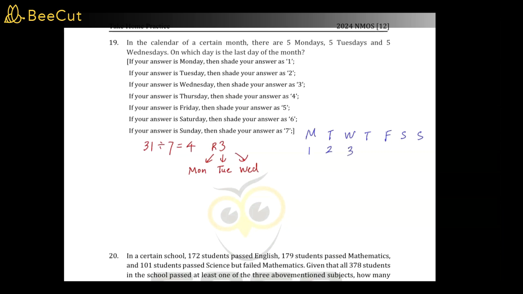Right. Then we know that next week there's plus 7, so that's 8, 9, 10. Plus 7, 15, 16, 17. Then 15 plus 7, 22, 23, 24. Plus 7 again, 29, 30, 31. So the last day of the month is on Wednesday. If it's Wednesday, then the answer equals 3.